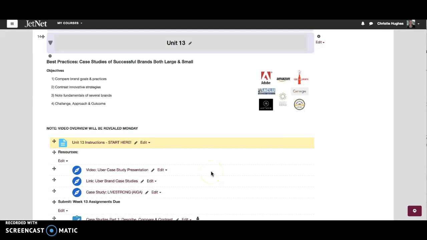This week we're going to focus on case studies and successful brands, both large and small. We are going to compare brand goals and practices, their innovative strategies, and also have an overview of the fundamentals of several brands, as well as challenge, approach, and outcomes. We're also going to compare and contrast two separate case studies that you find in your text.